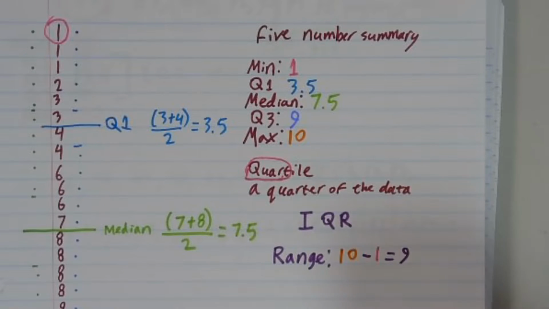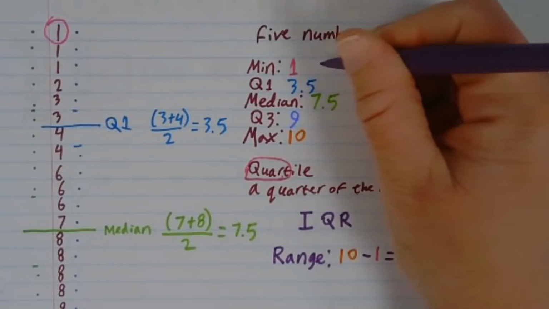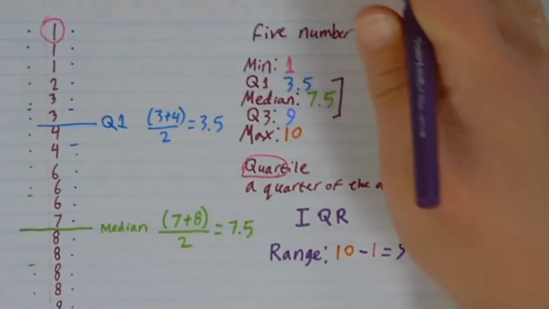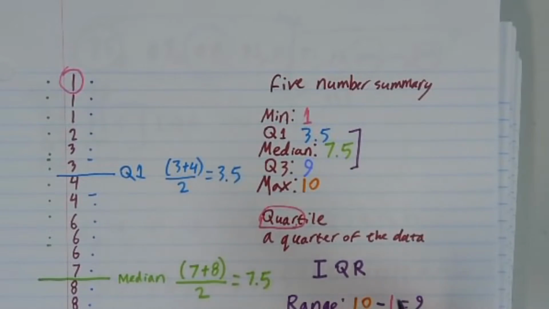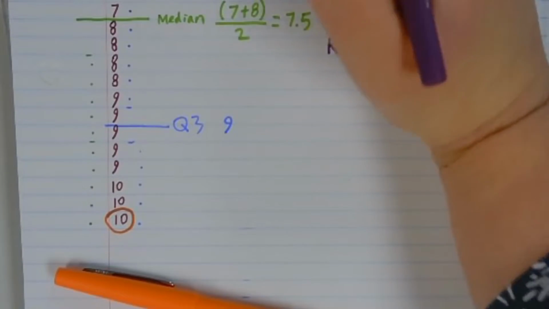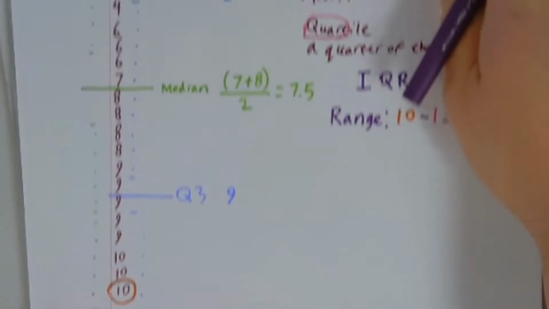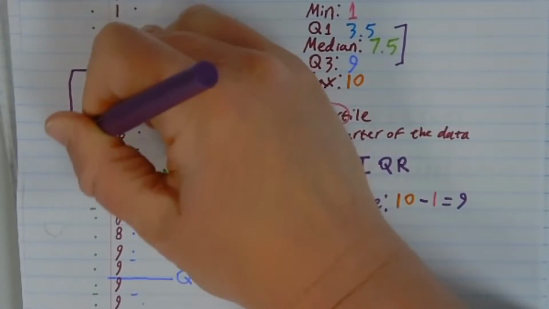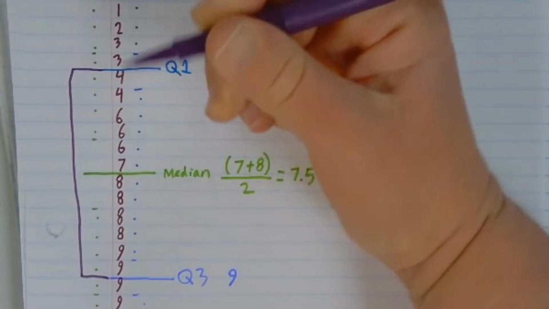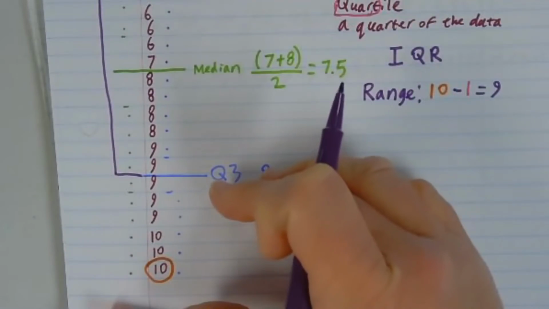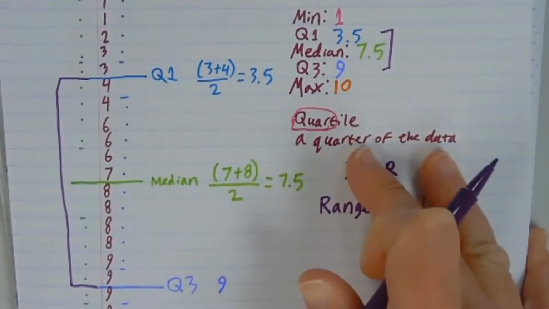But the IQR, we want just the range of the middle. So rather than wanting the whole range, we want to know where's the middle half. Because I divided my data into halves, and I can do that several different ways. Here's the lower half, here's the upper half, here's the middle half. And then the rest of the data would be outside of that. A quarter of it down here, a quarter of it here, and here's my middle half.